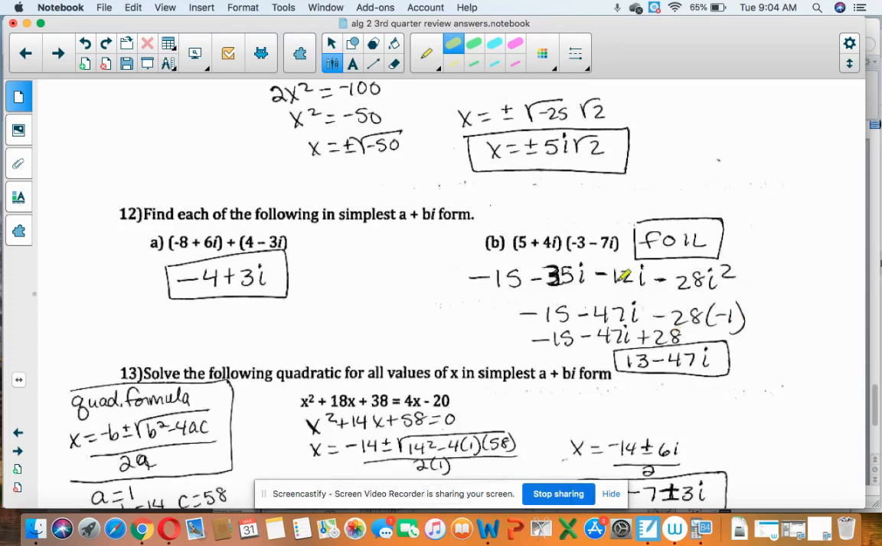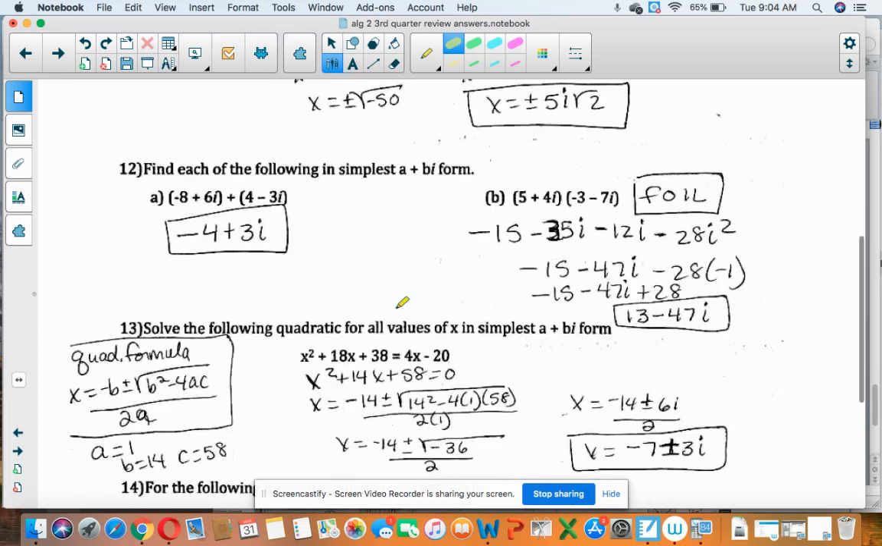The negative 35i and the negative 12i, I combine together to give me negative 47i. And now that this is just positive 28, I can combine it with my negative 15, and I get 13 minus 47i. And I'm always putting this in a plus bi form.